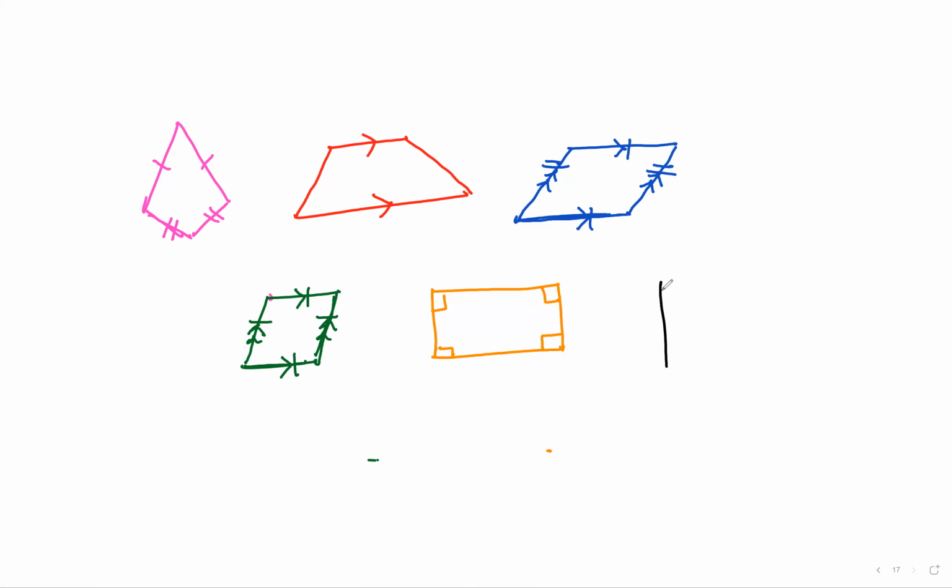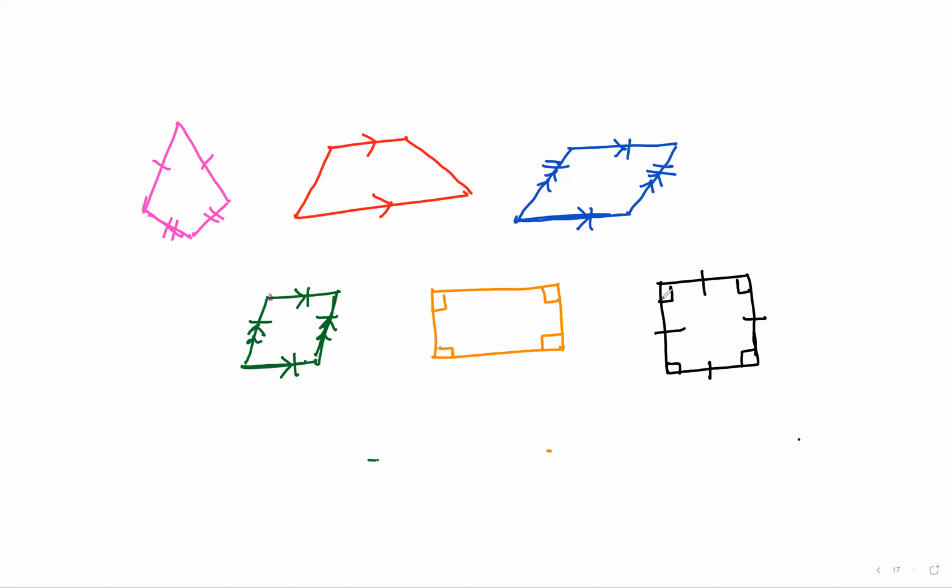And now the last one, this is our smaller brother. This is a square. A square also has equal sides like a rhombus, but what is the difference between a rhombus and a square? All the angles between adjacent sides are 90 degrees.